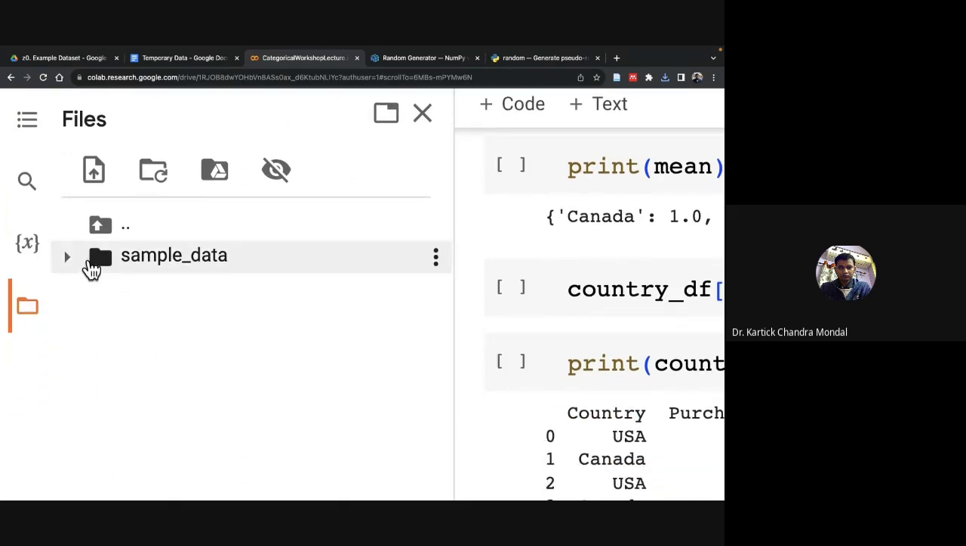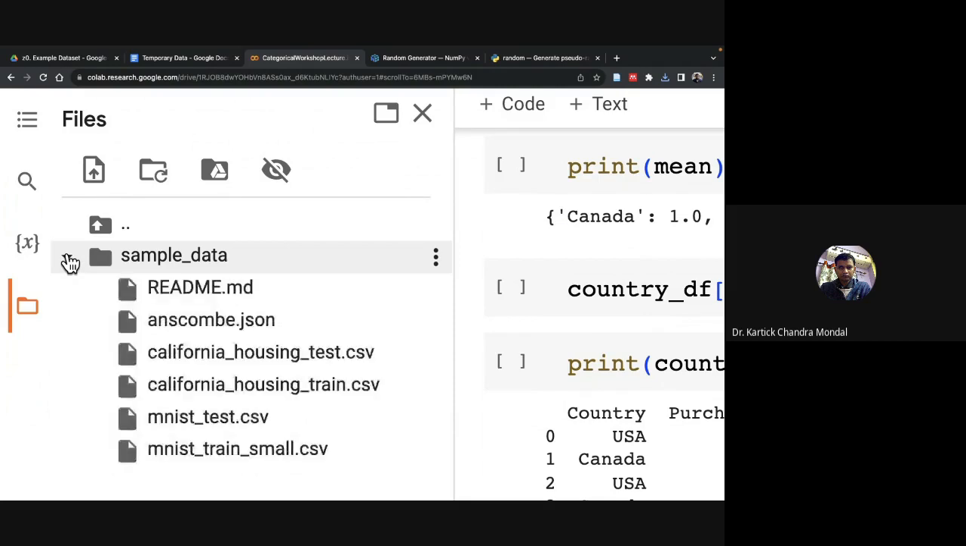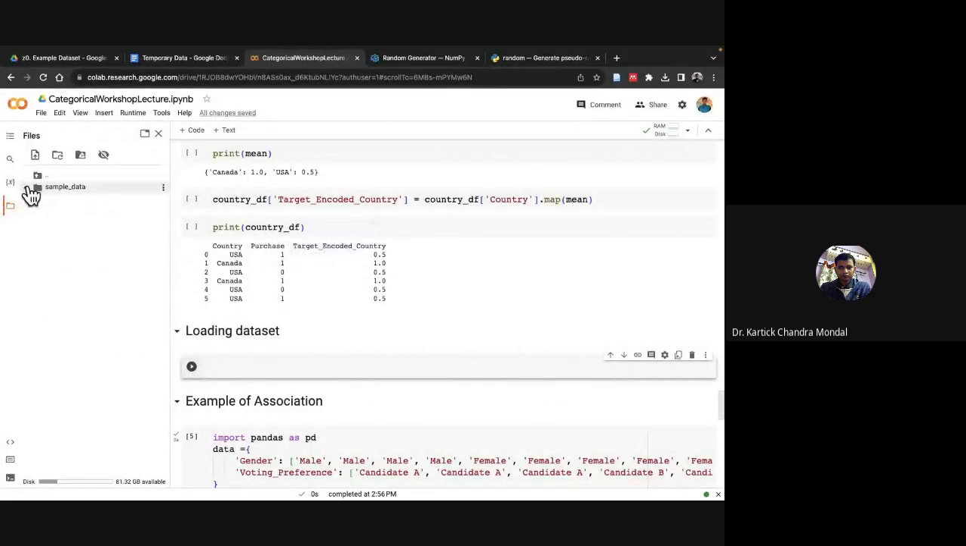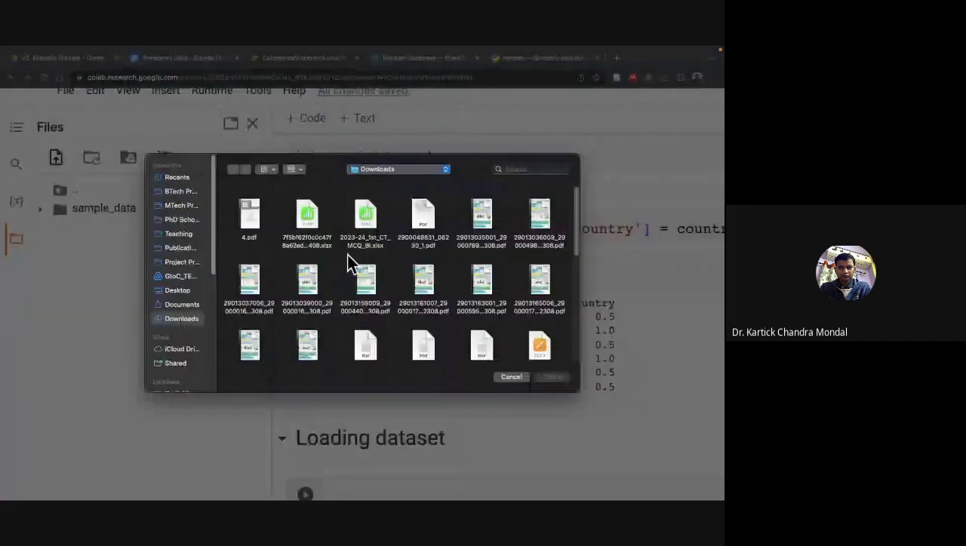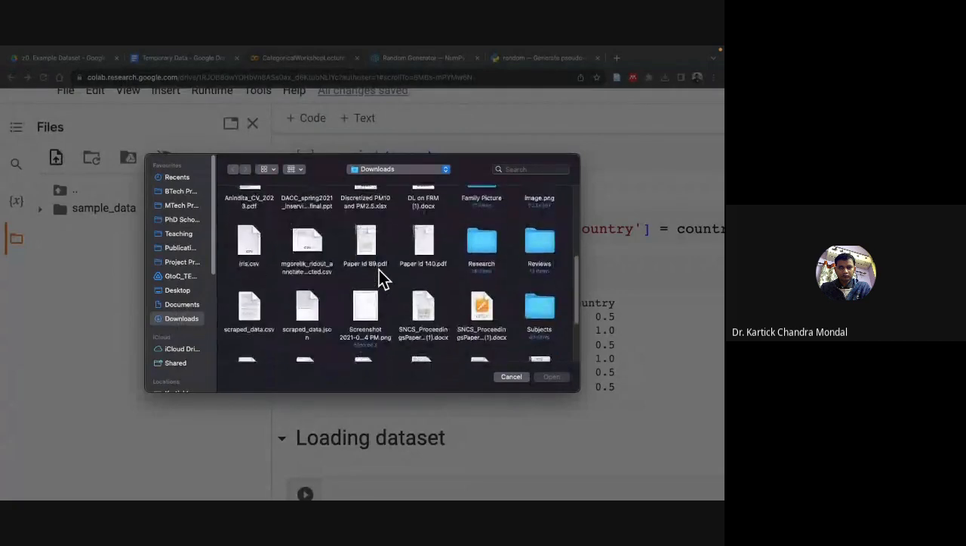And then you see there are some sample data sets available, like California housing test, California housing train, MNIST test, MNIST train. So for a classification problem, you can use them directly for a small experiment. But if you want to use something which you have downloaded to your computer, or you already have some file, you click this button, and choose the file which you have downloaded, this one.